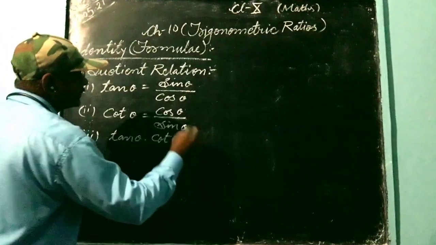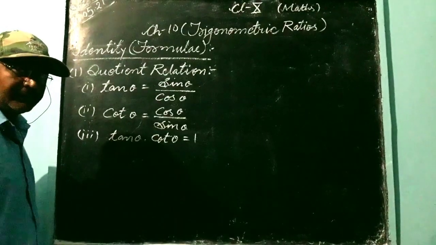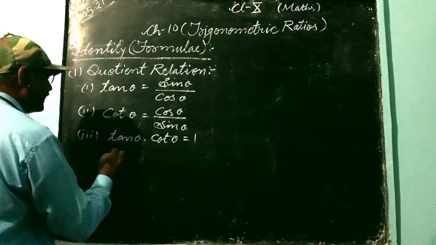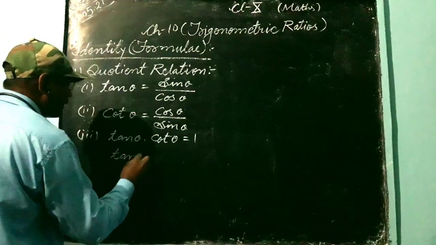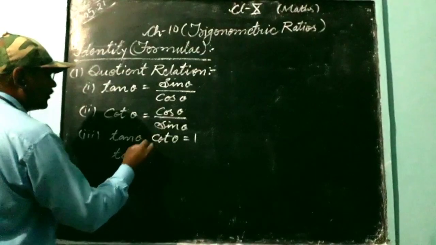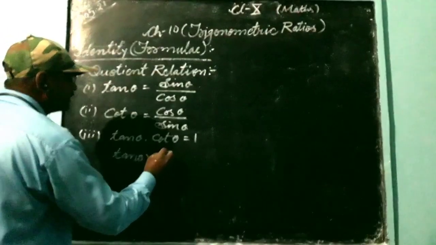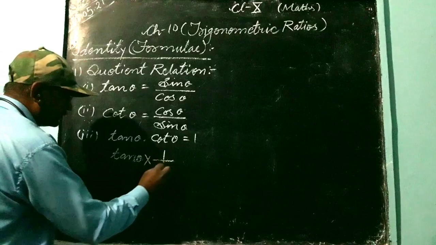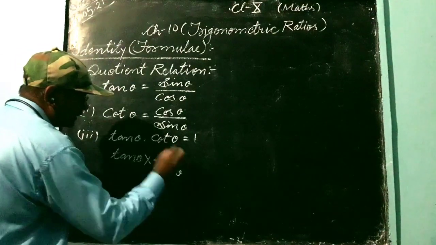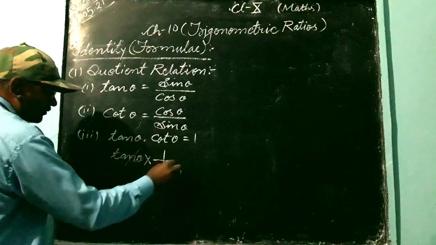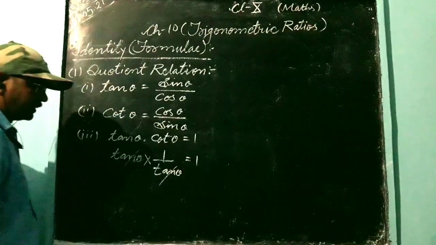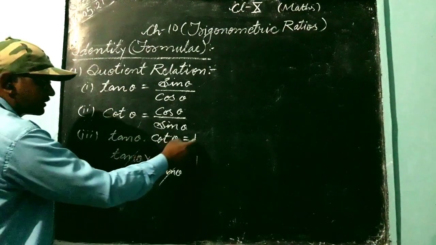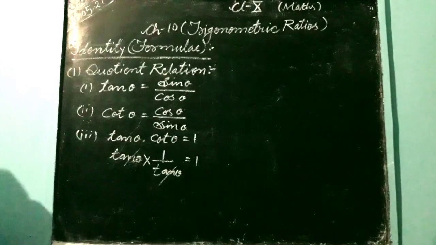is equal to 1. You know how it will be 1? In this way: tan theta into cot theta, by the reciprocal formula I got yesterday, cot theta is 1 upon tan theta. When you reduce, finally you will get 1. So in this way you can write tan theta into cot theta is equal to 1. Clear, students?